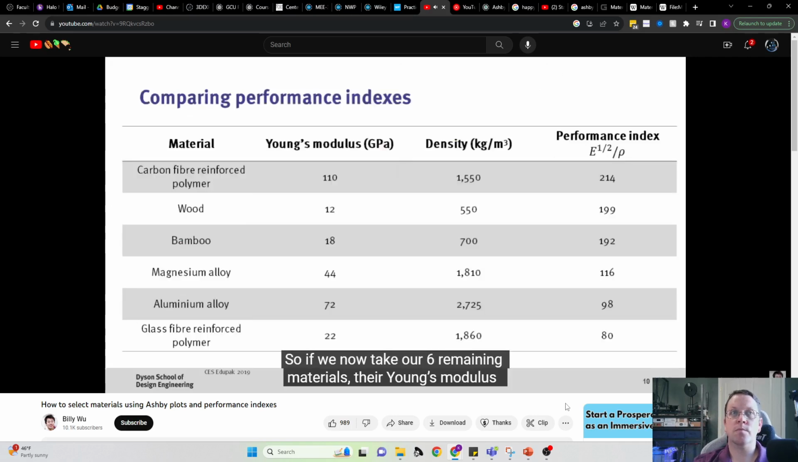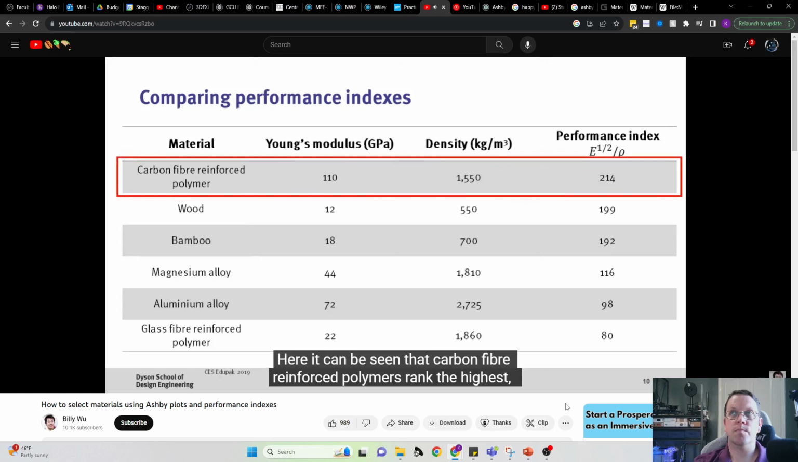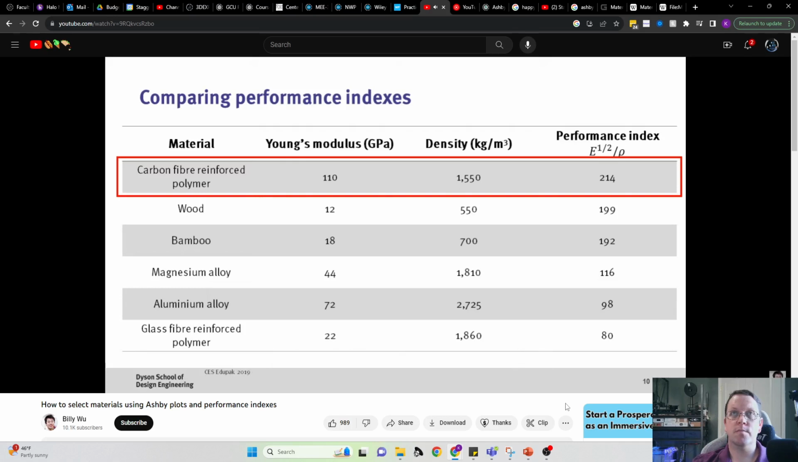So, if we now take our 6 remaining materials, their Young's modulus, and their density, we can calculate their stiffness performance index and rank them. Here, it can be seen that carbon fiber reinforced polymers rank the highest, with natural materials such as wood and bamboo surprisingly following, and ahead of materials such as magnesium and aluminium alloys, as well as glass fiber reinforced polymers. This is already really useful, however, it's not the whole picture.